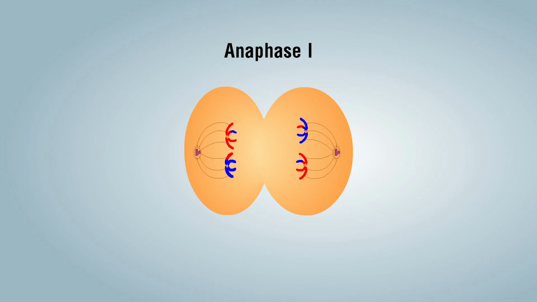The microtubules begin to shorten, pulling one chromosome of each homologous pair to the opposite poles in a process known as disjunction. The sister chromatids of each chromosome remain connected. The cell begins to elongate in preparation for cytokinesis.